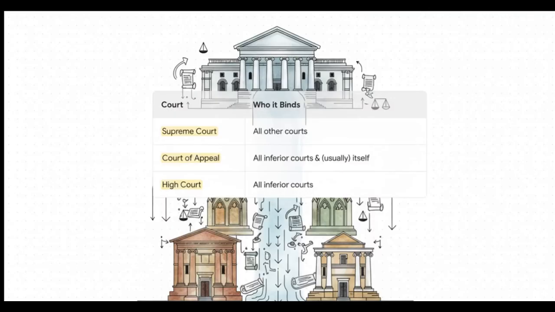And this is the structure that keeps it all orderly. Precedent works like a waterfall. Decisions from the Supreme Court at the very top flow down and bind every single court below it. The Court of Appeals decisions bind the courts below it, and so on down the line. This strict hierarchy is the absolute backbone of legal consistency.